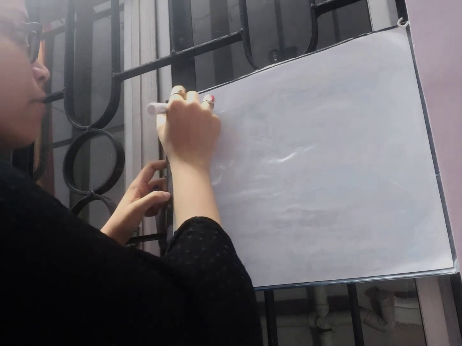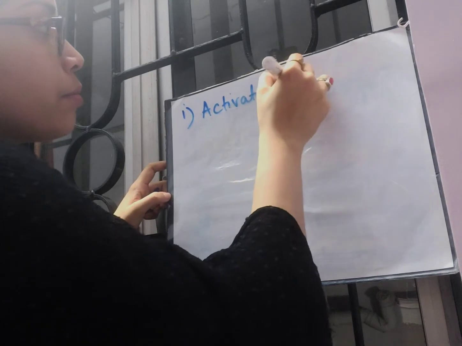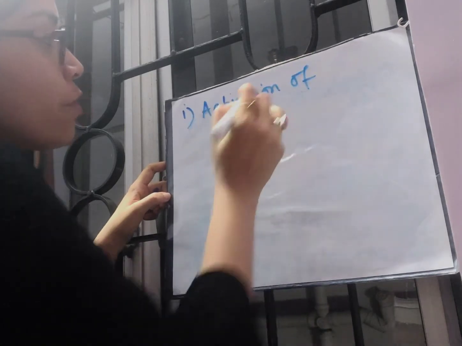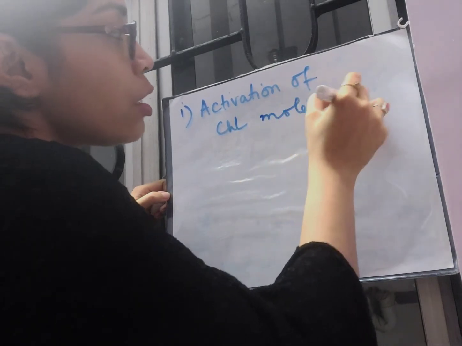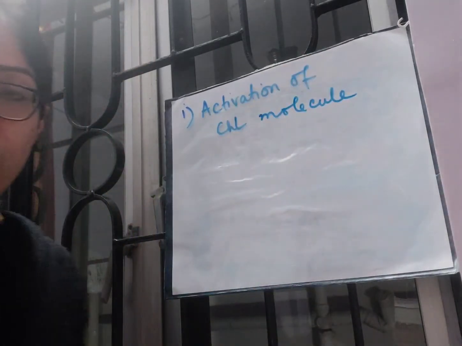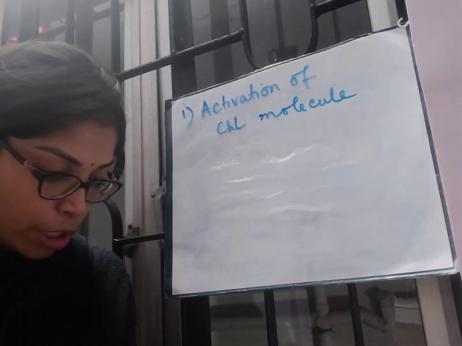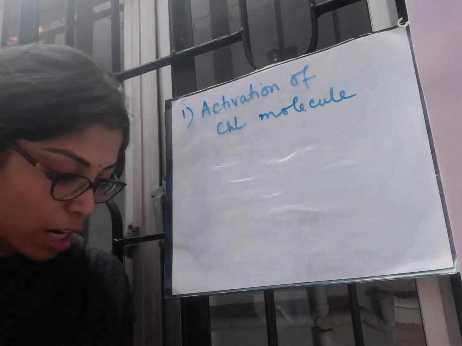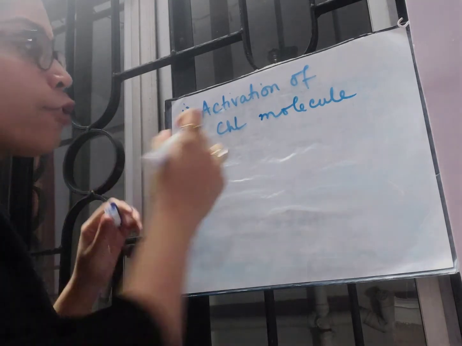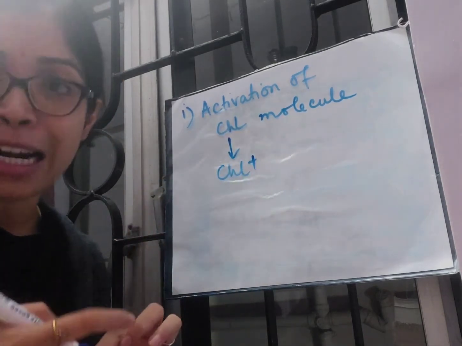So the first step of light phase is activation of chlorophyll molecule. I am writing chlorophyll in short as CHL, chlorophyll molecule. Now, how does this happen? I have already discussed when the sunlight falls. See, in your book, chlorophyll molecules absorb the solar energy, that is photon particles, and become charged and activated, and from CHL they become CHL plus. So CHL plus is basically the activated chlorophyll.